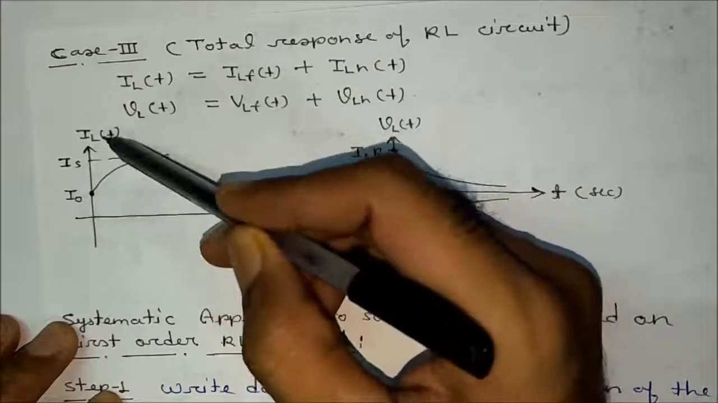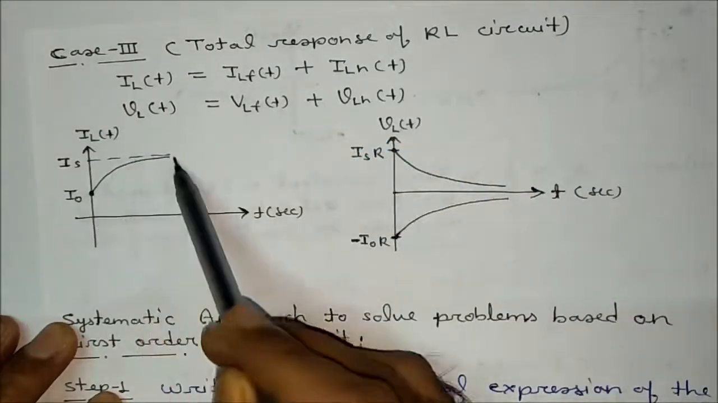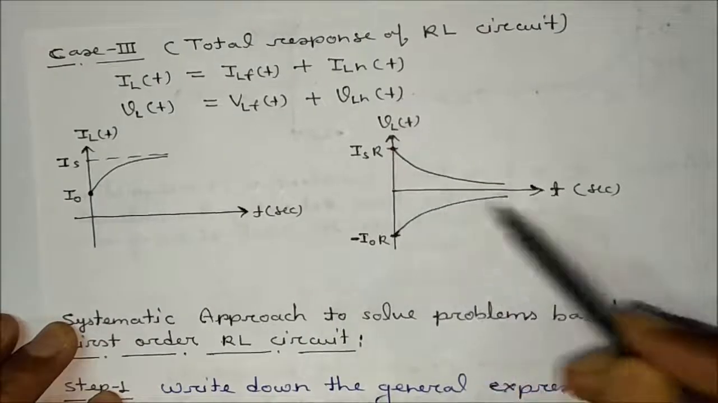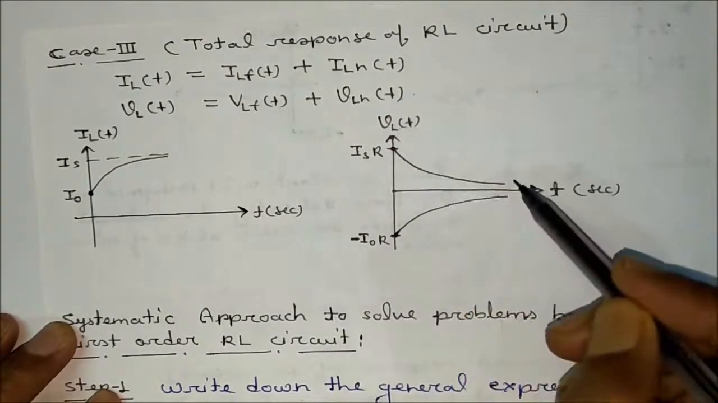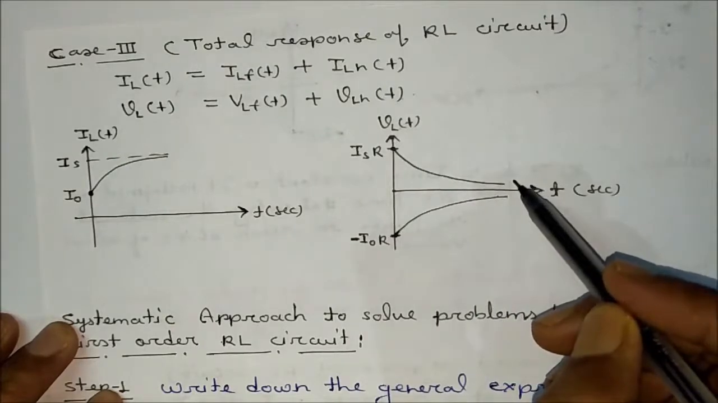Add both responses up graphically. What will you get? You will get a graph like this, and similarly like this. This is for what? Natural. This one is for what? For forced response. Is it okay?